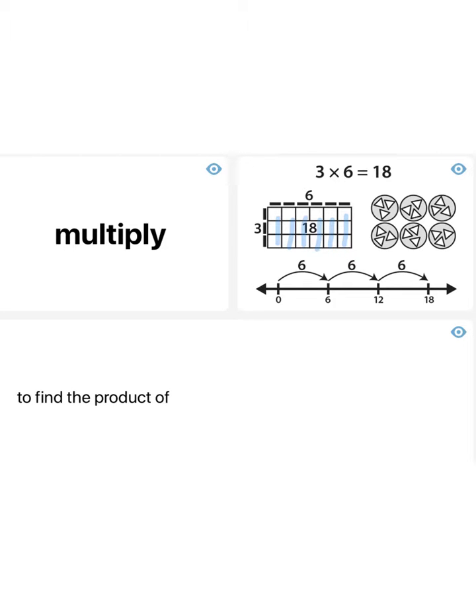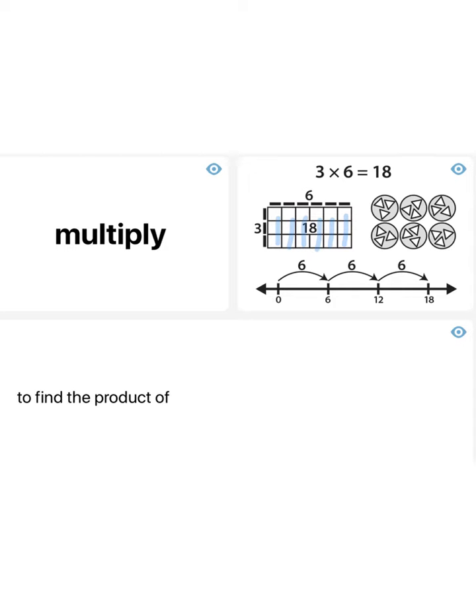And here we have 3, and in each one there are 3. So 1, 2, 3, 4, 5, 6, 7, 8, 9, 10, 11, 12, 13, 14, 15, 16, 17, 18. And this is the numerical line way. 6 plus 6 is 12, and then plus 6 again is 18. So 3 times 6 is 18.